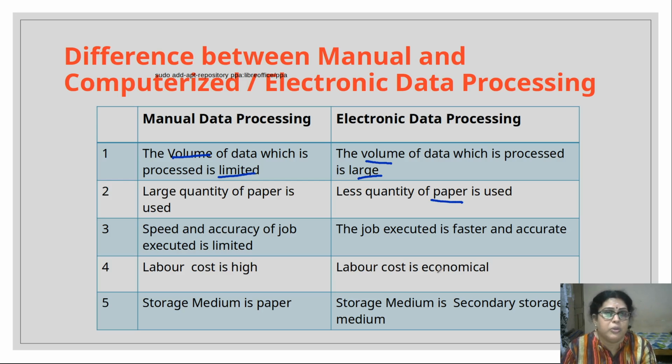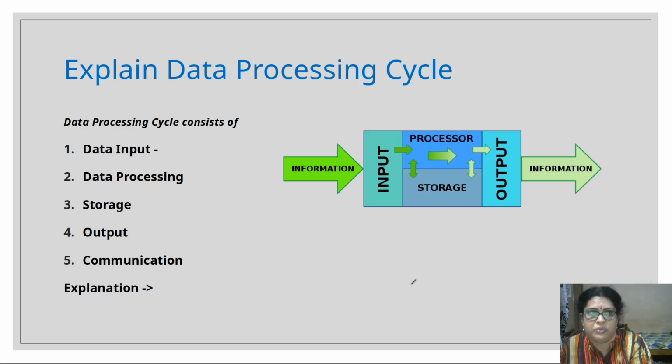It is economical because the initial cost of setting up a computer is expensive, but later over a period of time it becomes economical. Here the storage medium is paper, and here the storage medium is the secondary storage medium. Secondary storage medium is your hard disk, your pen drive, your CD, it can be anything. Okay, hope this is clear.